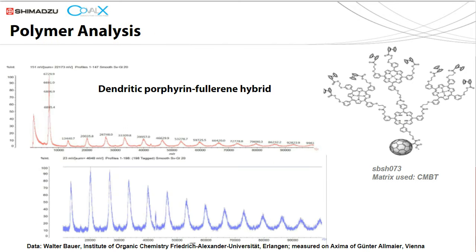And finally, one last example of another polymer species. This is a dendritic porphyrin fullerene hybrid. This is some work that was actually done by some users in Austria with a high mass detection. On the top, we see a subunit of about 6,000 or 7,000 daltons, with species being measured up almost to 100 kilodaltons. And in the lower case, species centered around 20 and 30 kilodaltons, again extending to the 100 kilodalton range. One thing, again, as I mentioned with polymers, that is critical is the selection of matrix. And so here they actually used a different matrix, CMBT, as highlighted.